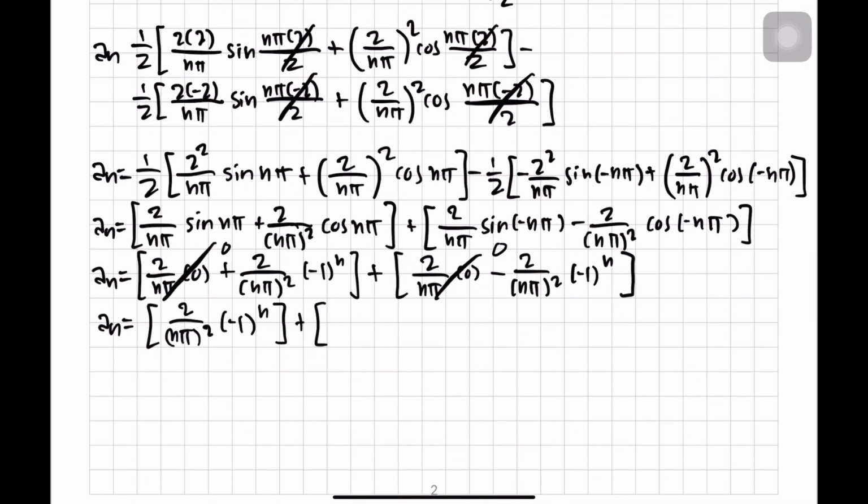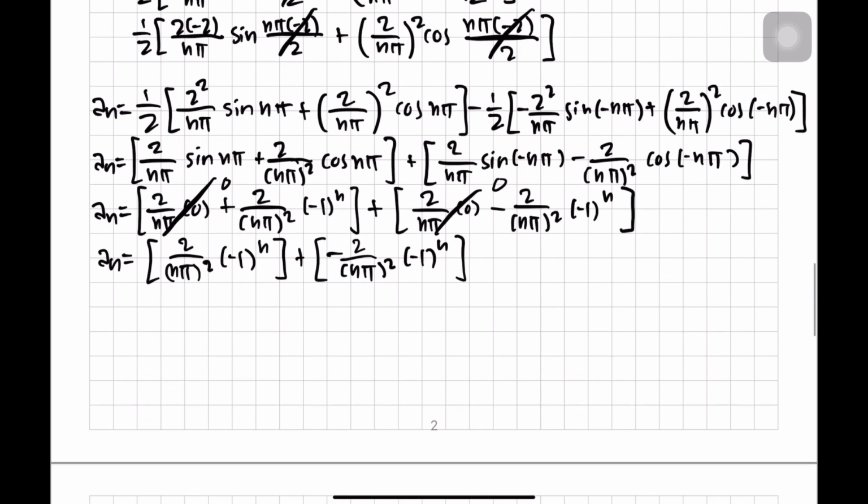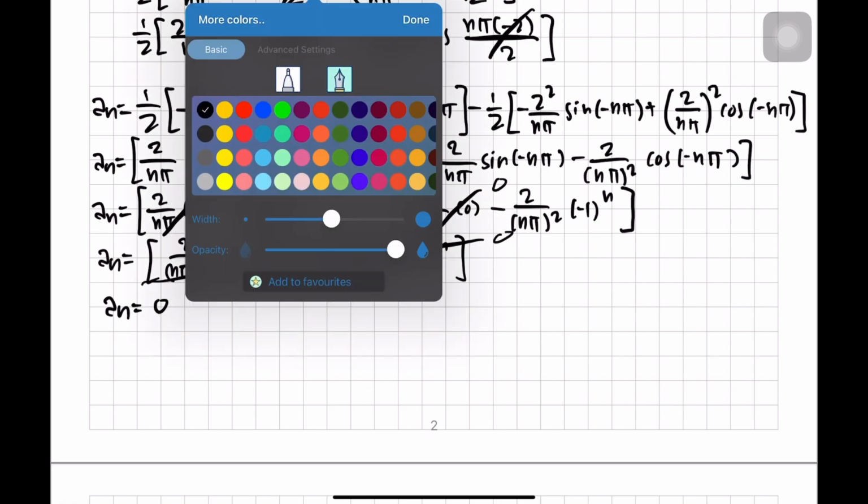Okay, so we have negative 2 n pi squared negative 1 over n. Okay, so that's negative n pi 2 squared. As you can see, they are basically the same. This one and this one are the same, just their signs are different. We have positive, we have negative here. In that case, that all is 0. So an will now be equal to 0.